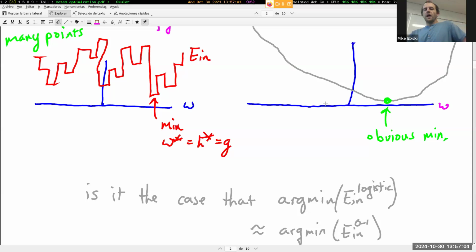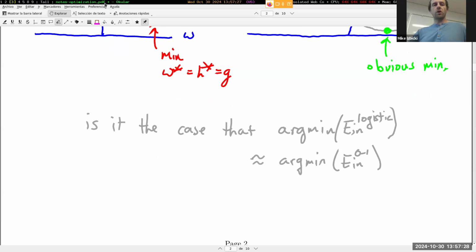And what's very likely to happen in practice is that your 0,1 loss E_n will have many locations that are very, very close to each other, minimizing the E_n for the 0,1 loss. And the logistic loss will pick one of those, not necessarily the best one of those, but one of those, and have the minimum close to that.